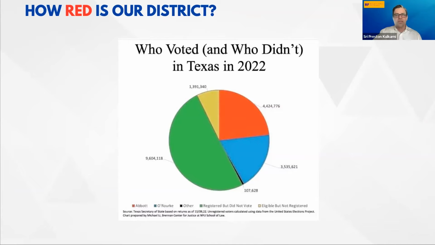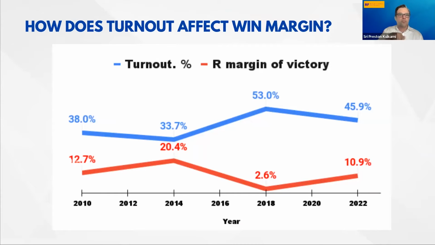Now, some people have argued, well, you can't really do anything about that green slice, right? Those people, they're not going to vote anyway. You just got to take what you've got and do whatever you can to persuade people. How do you think turnout actually affects winning margin? Now, like I said, you may all have very different districts, but my district that I'm talking about here is the state of Texas. So I just want to show you a chart really quick of turnout and win margin. Look at this. This is over 4 election cycles from 2010 all the way to 2022.